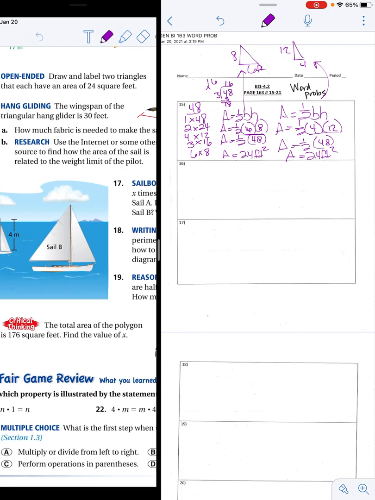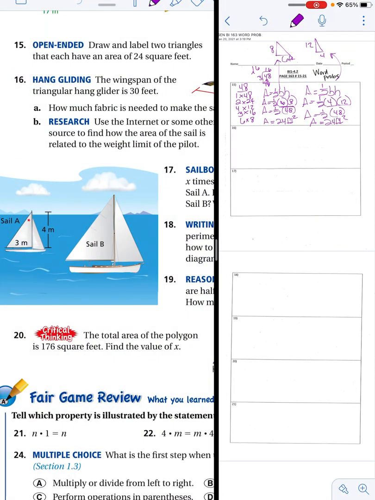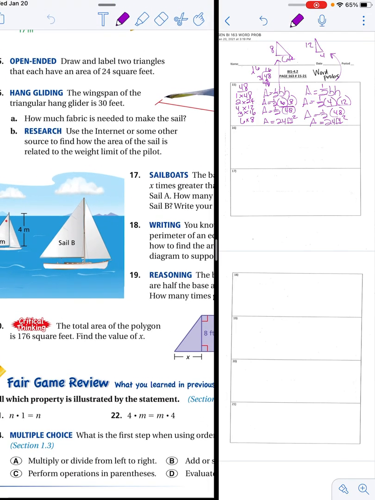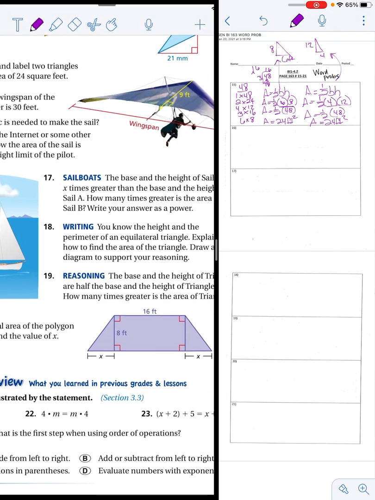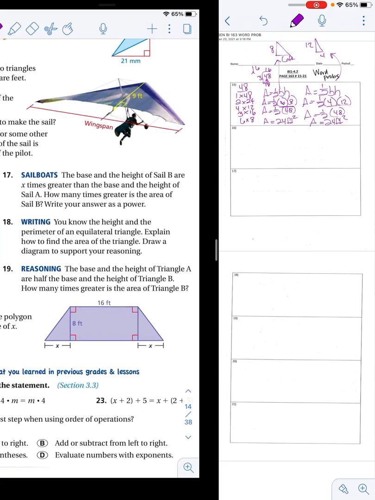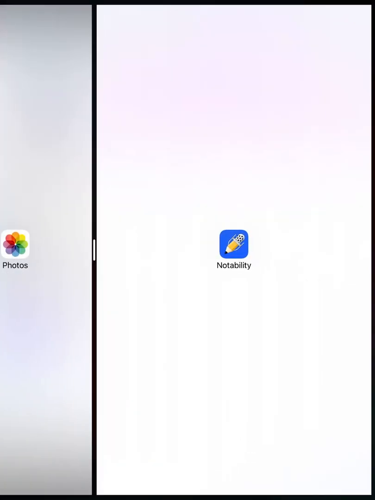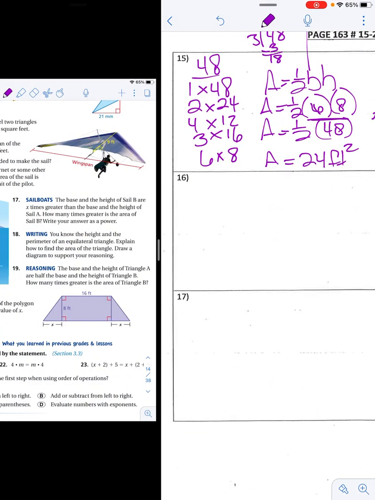Okay. Number 16. The wingspan of the triangular hang glider is 30 feet. How much fabric is needed to make the sail? Okay, it says the wingspan over here is 30 feet. So the wingspan is 30, which is the base. The height is 9. Okay, so area, how much fabric?